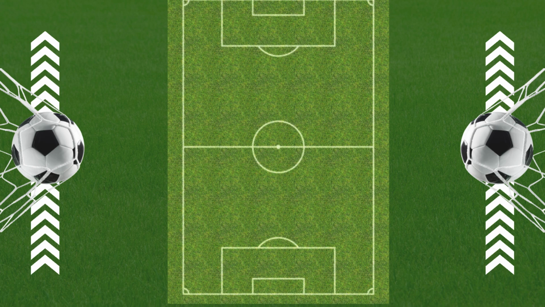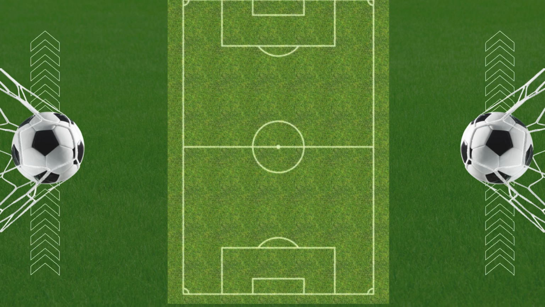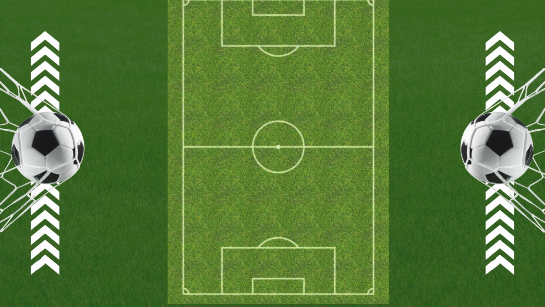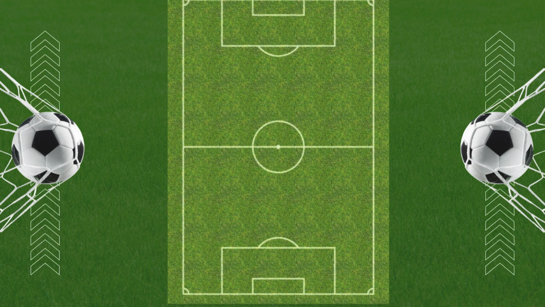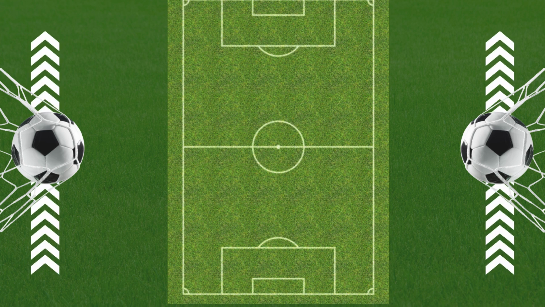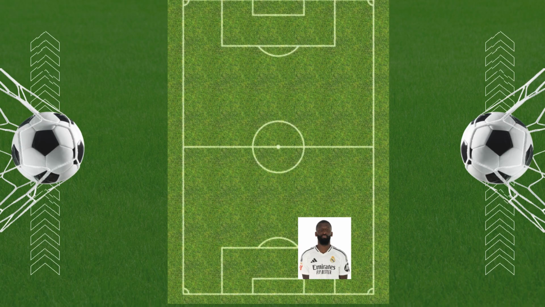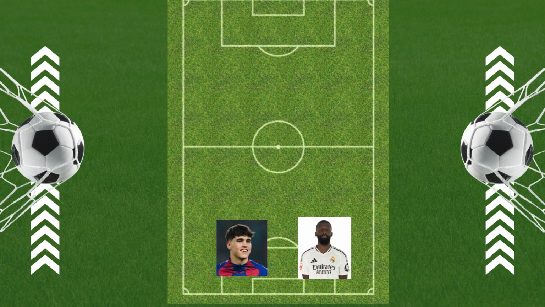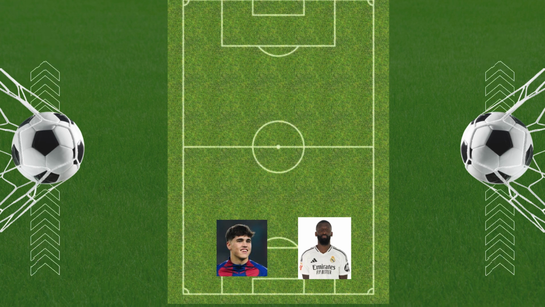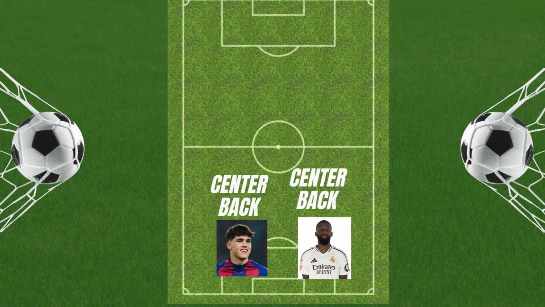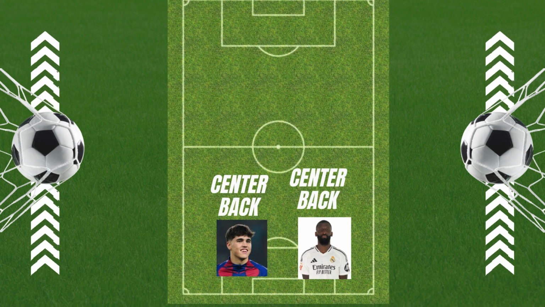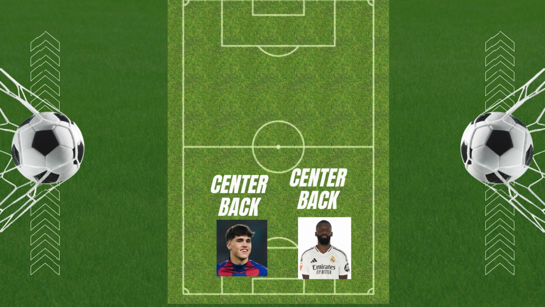Now we have to move to the center of the defense, and I'm going to choose two players who are very, very familiar. In this case, I'm going to choose Rudiger from Real Madrid and Cubarsi from Barcelona. The position is the same. They are center backs. So I'm going to put this position for both of them so we can remember faster.